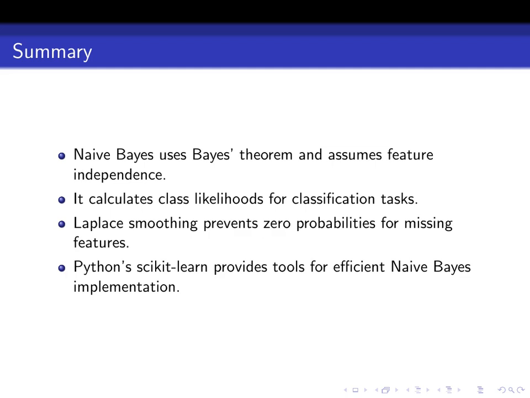To summarize, naive Bayes classification uses Bayes' theorem to predict class probabilities efficiently. It's ideal for text classification tasks and can handle missing features using Laplace smoothing, while it assumes feature independence. Its simplicity and speed make it a valuable tool in data science. Python's scikit-learn provides an easy way to implement and experiment with naive Bayes models.